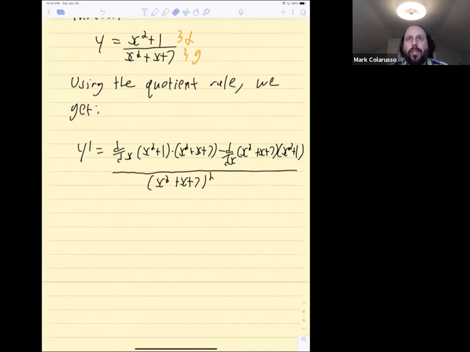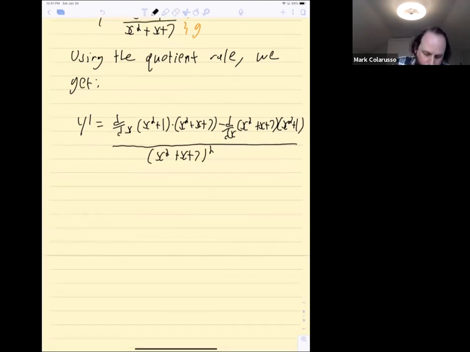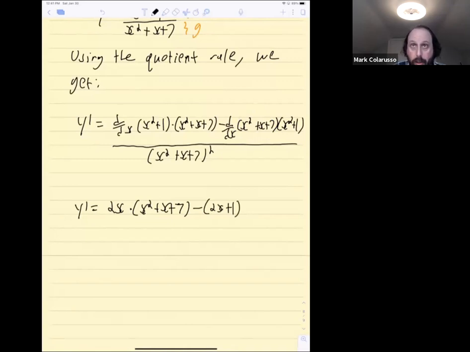And now the next thing is we have to find the derivatives that are involved in the numerator. And that's using the material from the previous week, right? This power rule combined with some rule type stuff. So we do this, we get, y prime is derivative of x squared plus 1 is 2x. So it's 2x times x squared plus x plus 7 minus, okay, derivative of x squared plus x plus 7 is 2x plus 1, right? Derivative of x squared is 2x, derivative of x is 1, 7 is 0, times x squared plus 1, all over x squared plus x plus 7, all squared.